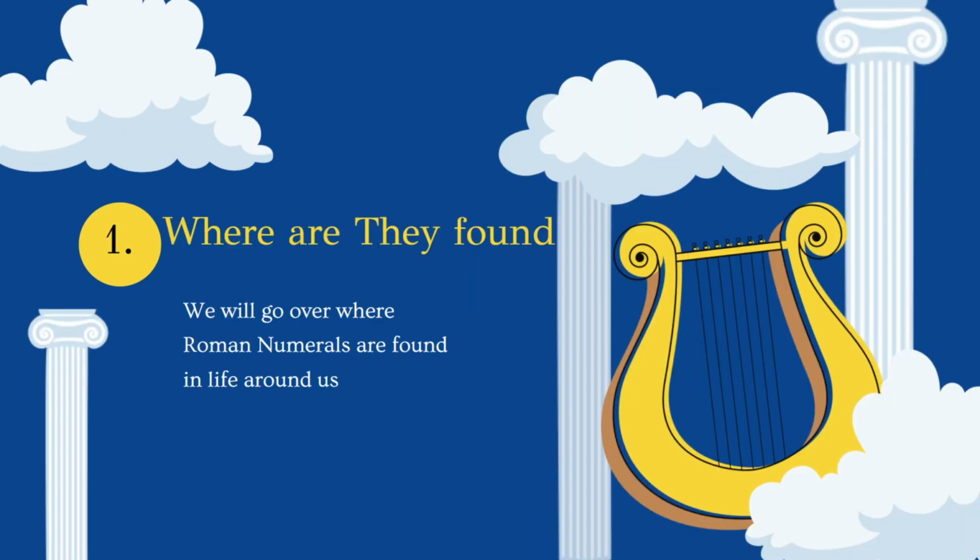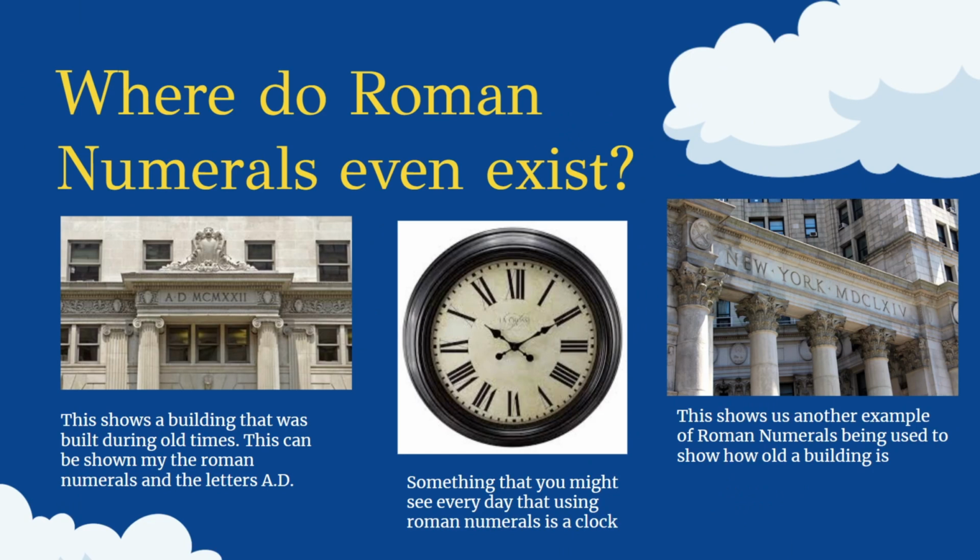In our first section, where are they found? We will be going over a few examples of Roman numerals and where they are found in our life around us. You can see here we have 3 images, one showing a building, and it's marked up showing when it was built. This can be easily shown with the Roman numerals and the letters AD, meaning after death.